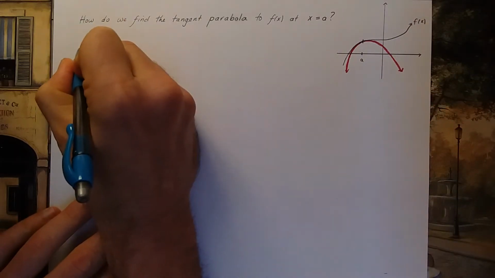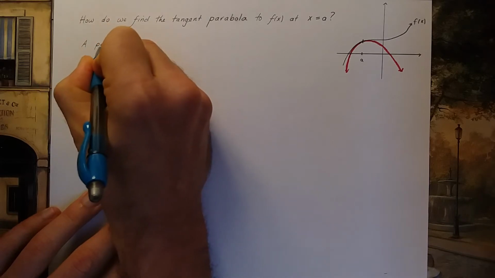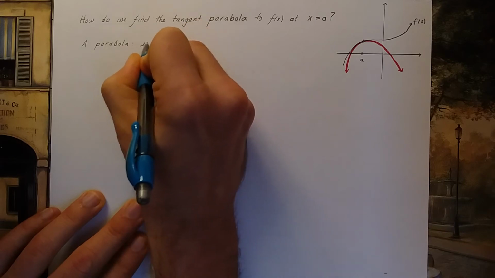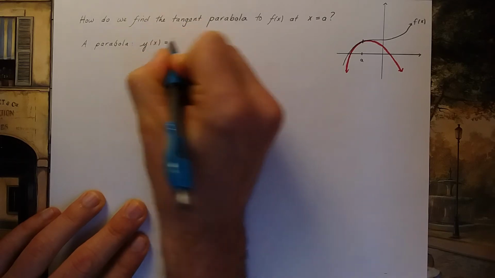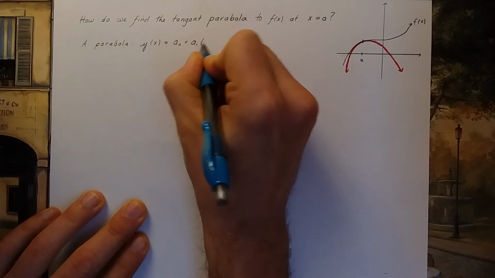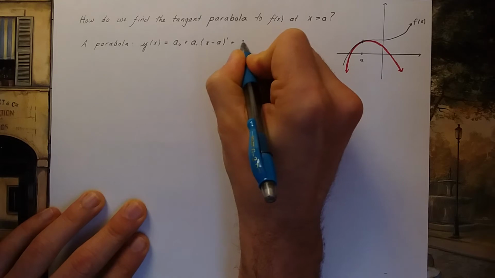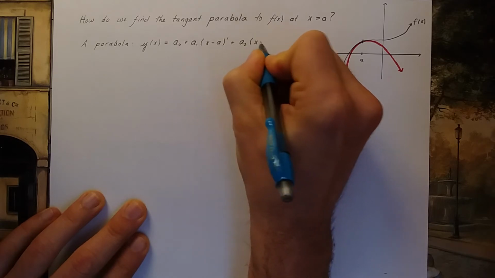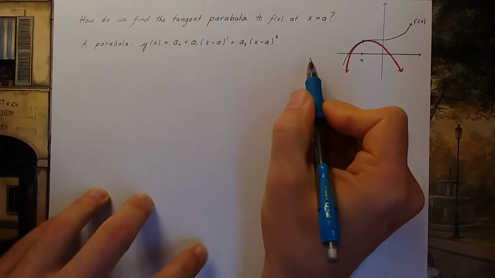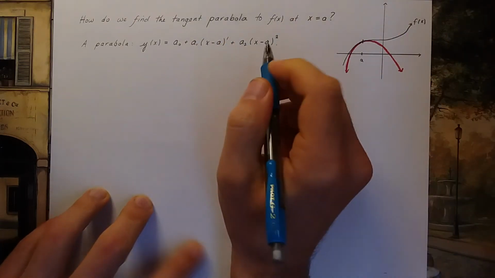So here's how you would do it. A parabola that looks like this: a0 plus a1 times (x minus a) to the first plus a2 times (x minus a) squared. It's the same as our tangent line, except now I have a squared term giving me a parabola.